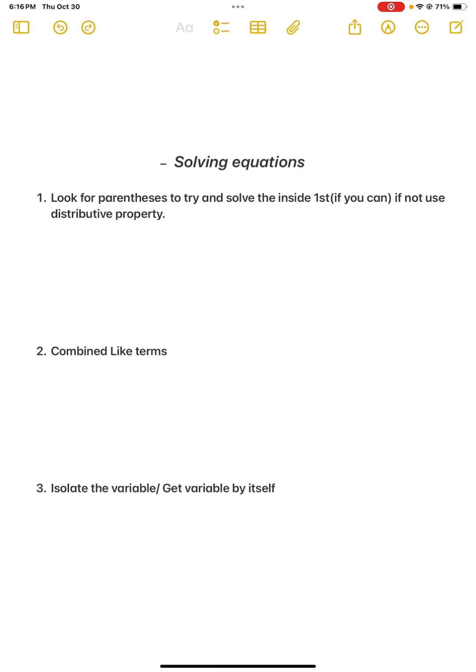So when solving equations, the first rule is, well, before I say the rule, the thing you should keep in mind is that you're following PEMDAS, or Please Excuse My Dear Aunt Sally. If you don't know, that's parentheses, exponents, multiplication, division, adding, subtracting. So number 1 says look for parentheses and try to solve the inside first if you can. If not, use the distributive property.